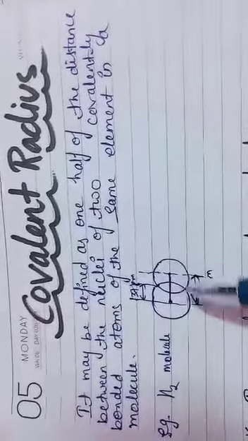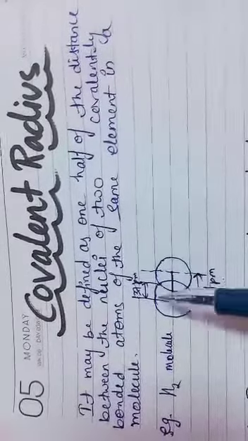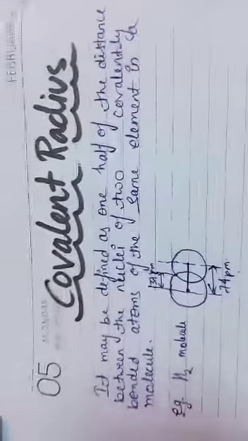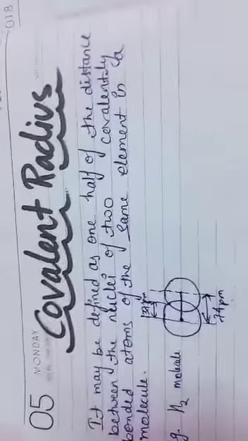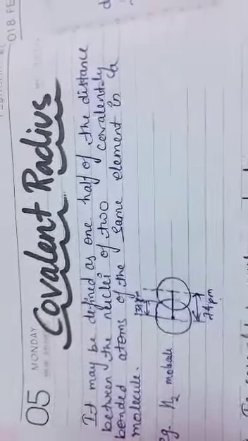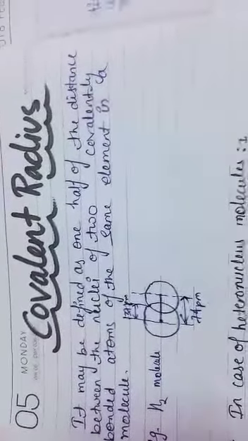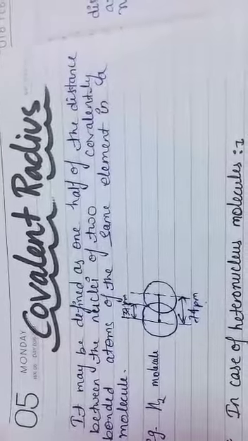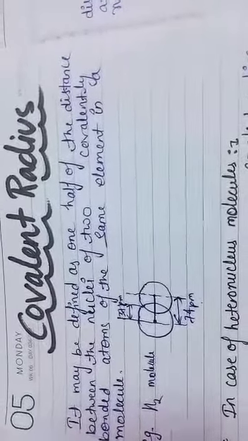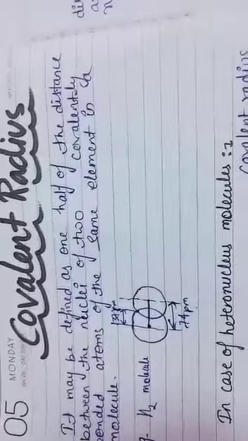Because the simple definition is, whatever the distance here is, that is divided by 2. But that is for a homoatomic molecule. Now in case of a heteroatomic molecule, how do you define covalent radius? It's the distance between the center of the nucleus of the atom and the mean position of the shared pair of electrons between the bonded atoms.